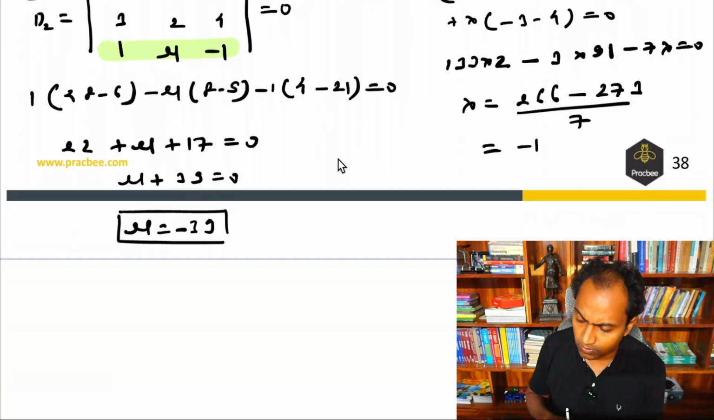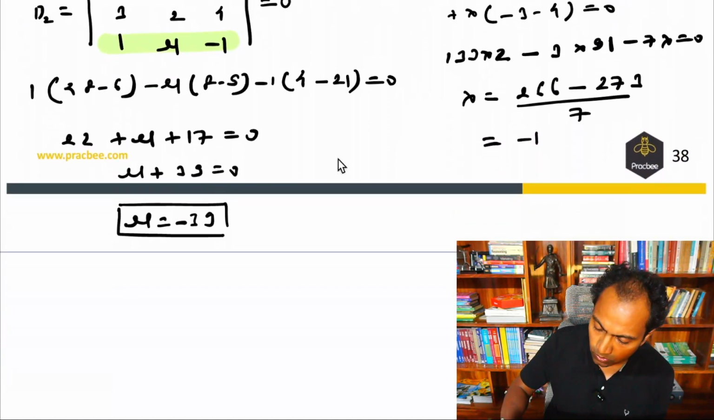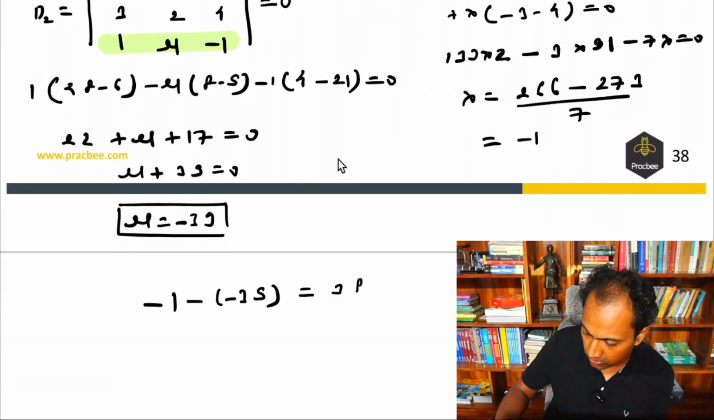Now, we have got both the values. What they are asking is the value of lambda minus mu. So, minus 1 and minus of minus 39 will come out to be 38.